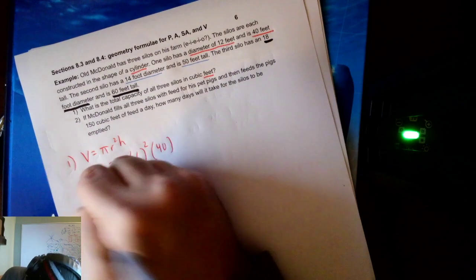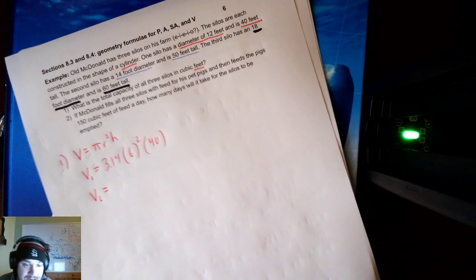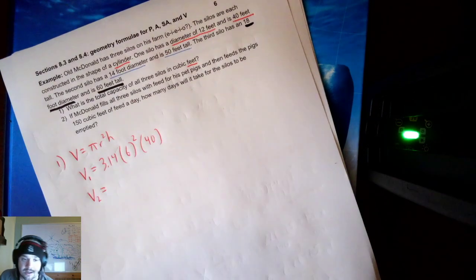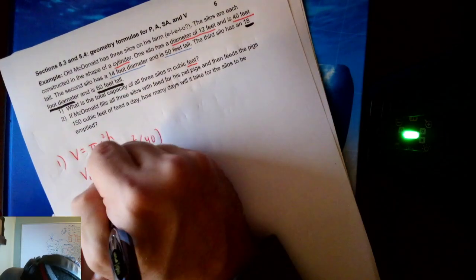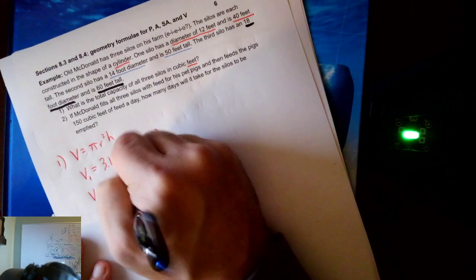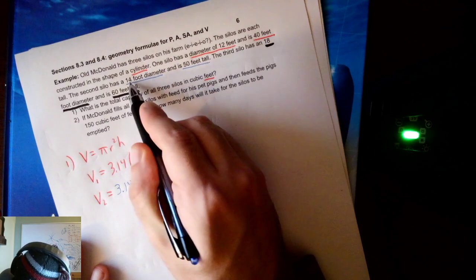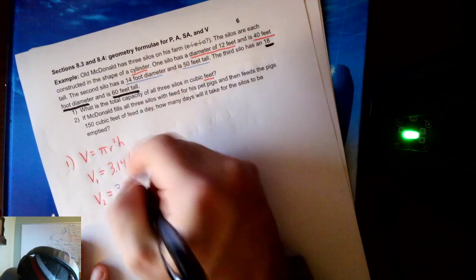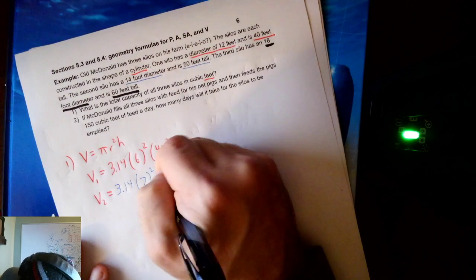Now, I'm going to also calculate the second one at the same time. I'm going to do all my formulas. I'm going to write them all out at the same time. This one, we'll use the blue marker, or the blue pen. Let's see, it's going to be pi, 3.14 times the radius. I was given diameter again. 14-foot diameter would be 7 feet for the radius, right? It's always half. And it was 50 feet tall.